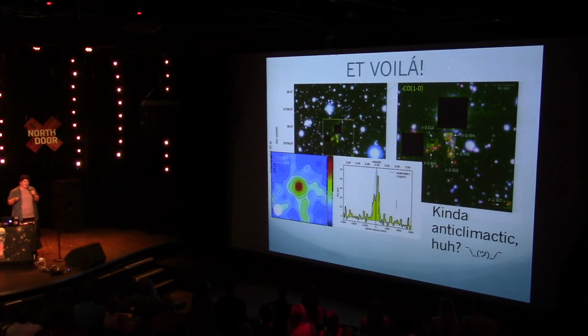Something on the order of 10 billion solar masses is how many stars it could form if it all goes into stars. And then I'm just showing a spectrum here. You can see just how bright that CO line is.